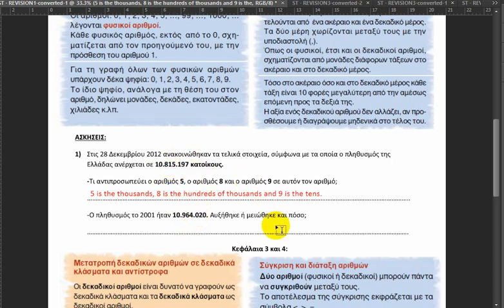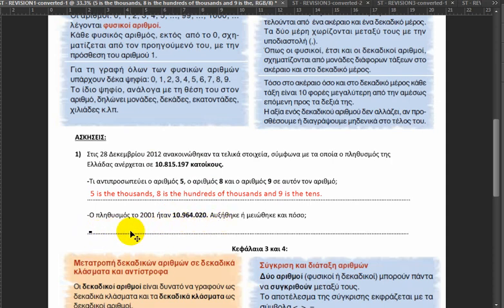Oh, sorry. You need to keep in mind that it first gives you the population in 2012, right? So that's in the future. Then it gives you the population in 2001, right? So in 2001, it was 10,964,020. But in 2012, it was 10,800,000 something, which is less than this.